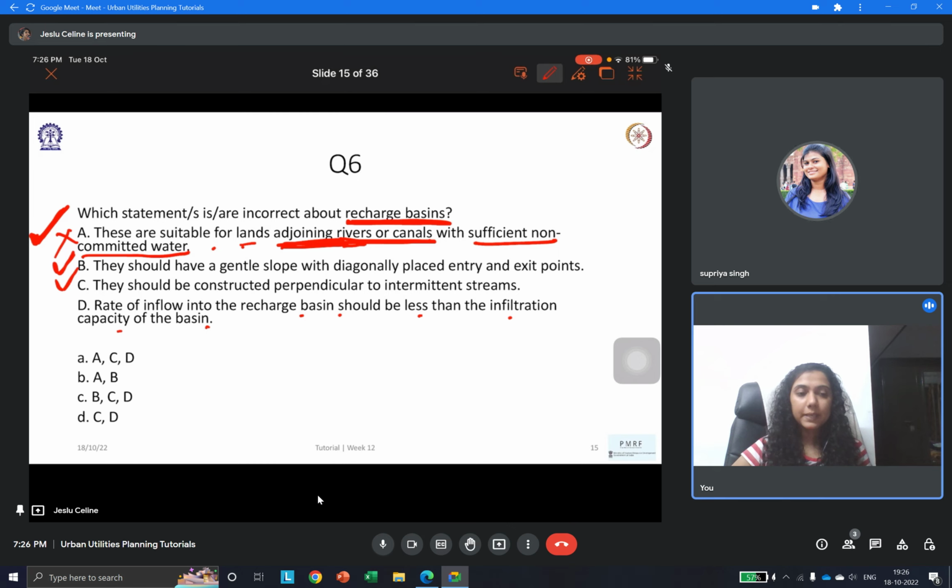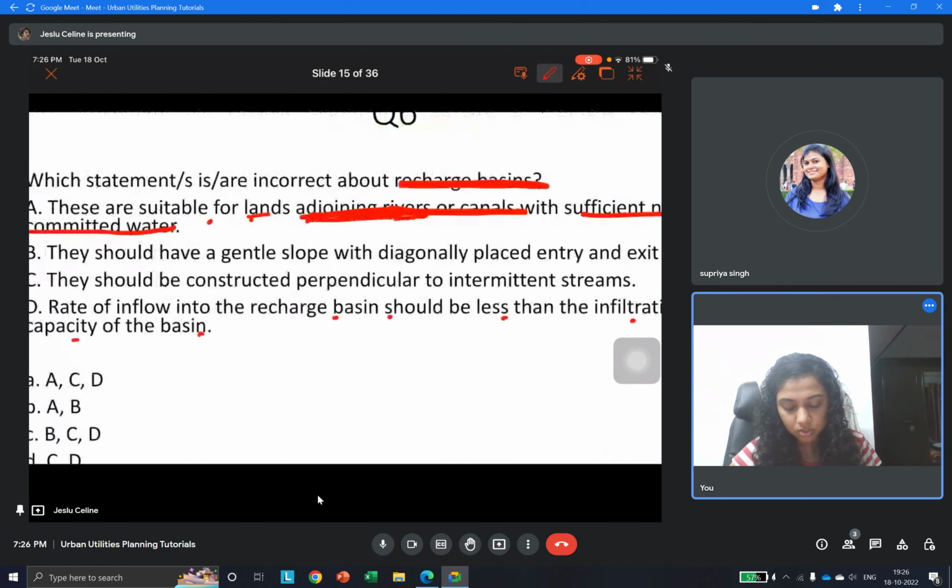Mainly because you want some water in the recharge basin. If you put something and it just goes away at that point itself, the whole purpose doesn't happen. You want a sufficient amount of water to be there so that it slowly recharges, and you can keep pumping it. So the inflow is usually slightly more than the infiltration capacity of the basin. So this option is wrong.